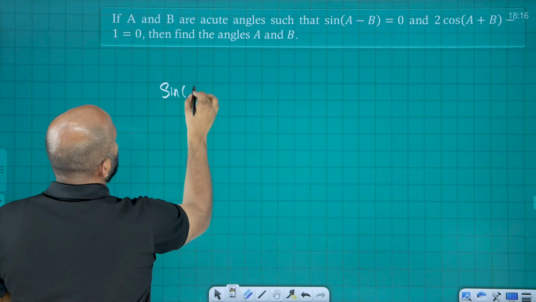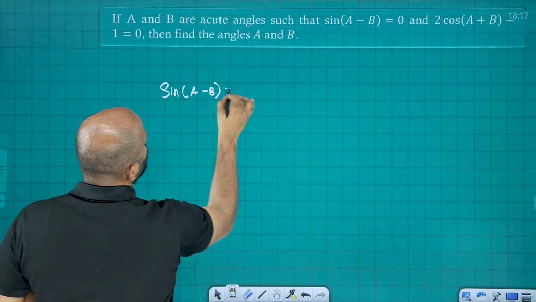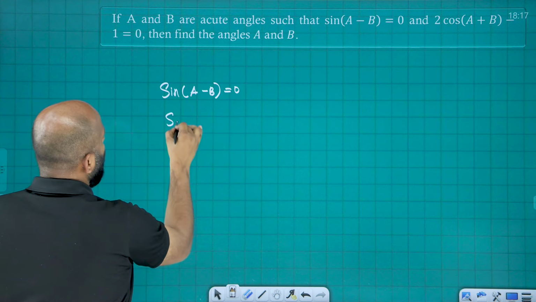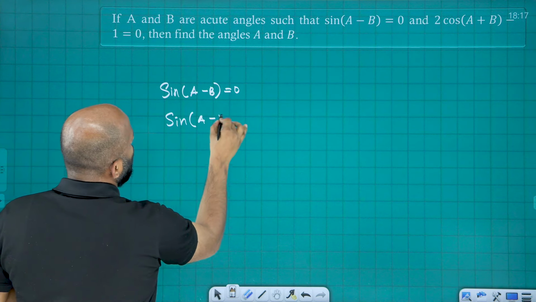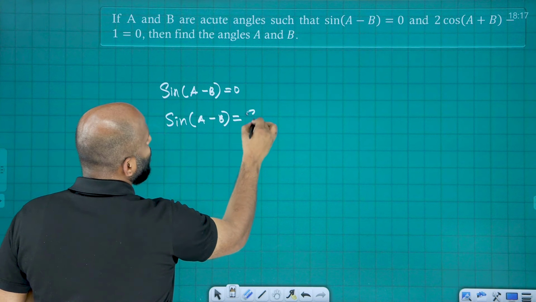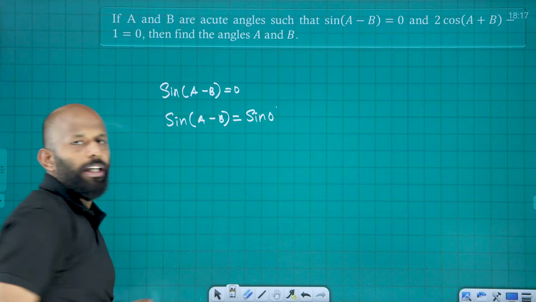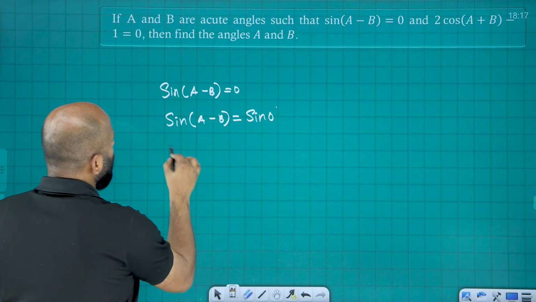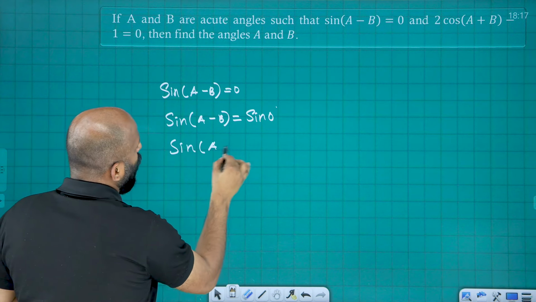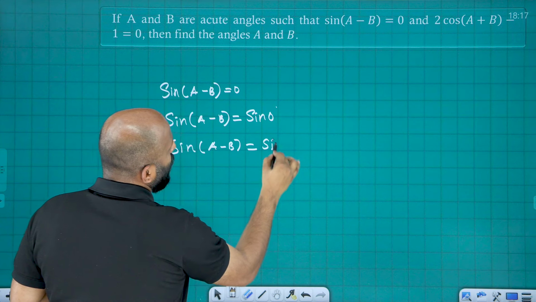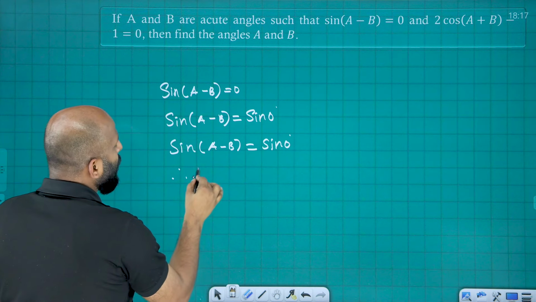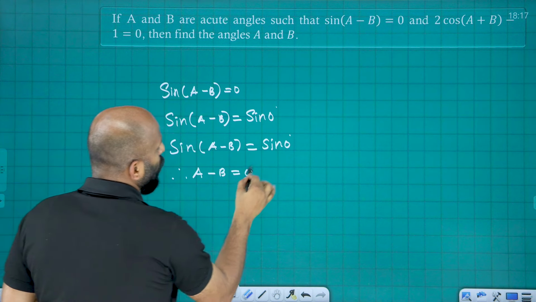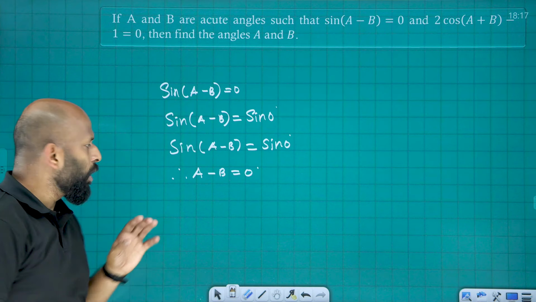Sine of A minus B is equal to 0. Then, sine of A minus B, in which angle does sine give 0? Sine 0 degree is 0. Then sine of A minus B is equal to sine 0 degree. Therefore, A minus B is equal to 0.